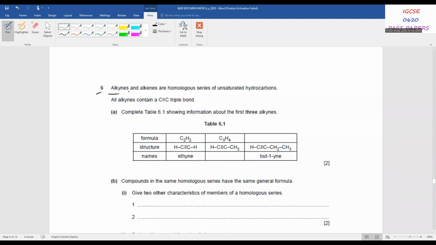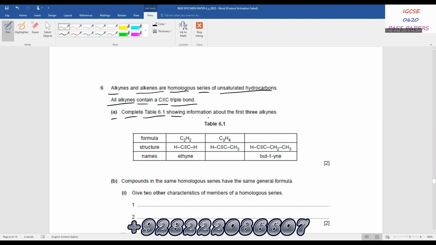Number 6, alkynes and alkenes are homologous series of unsaturated hydrocarbons. All alkynes contain a C triple C or triple bond. A. Complete table 6.1 showing information about the first 3 alkynes. Table 6.1, the formula, structure and names given. First one is ethyne. This is ethyne. They are asking about the name for the second member. The third member is butyne.